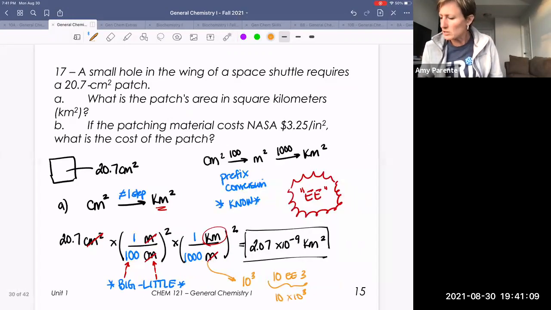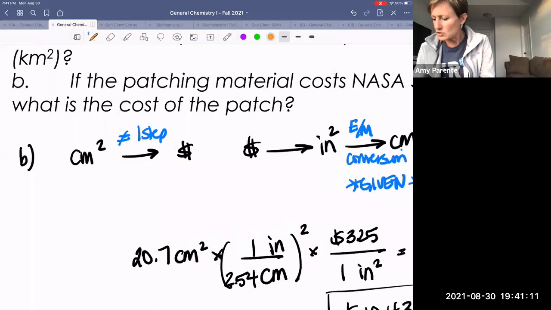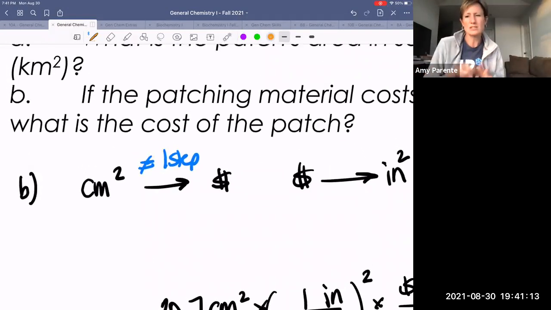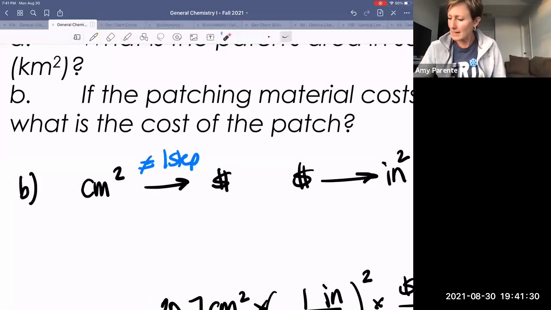All right, I'm going to do the same thing with this problem. I'm going to zoom in and go through the different parts of this, because the solution is all there at once. The information given is that I know the size of that patch in square centimeters. And my question is asking me, how much does it cost?